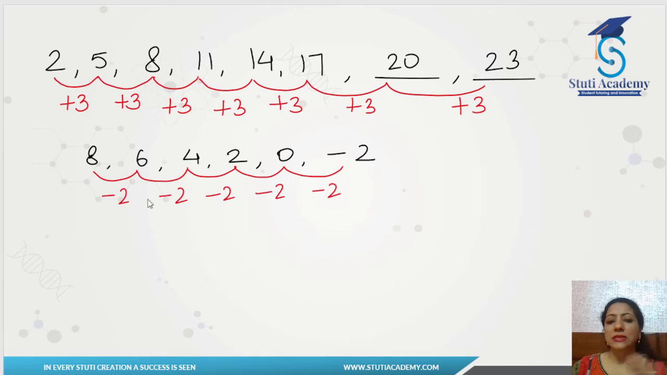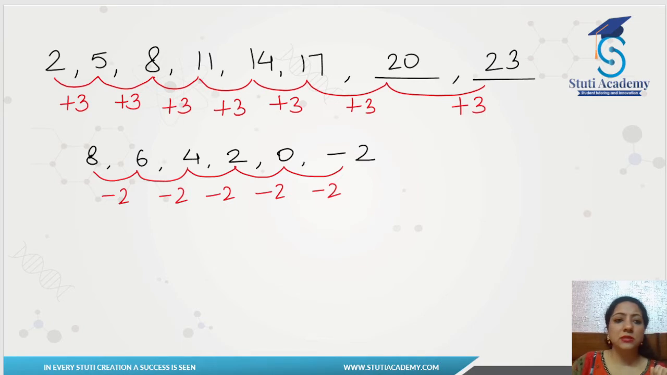Now either we can say here that we are subtracting 2, or can we say that we are adding minus 2? It means the same thing, right? So in the first list of numbers, we have 2, 5, 8, 11, 14 and so on, where we were adding 3 every time. In the next list, we have 8, 6, 4, 2, 0, minus 2. Here we can say either we are subtracting 2, or we are adding minus 2. It means the same thing.